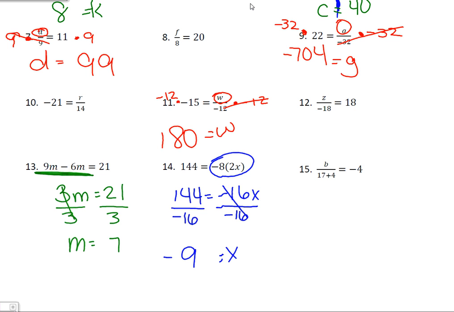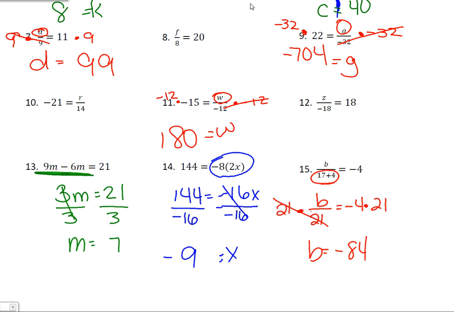Okay, last one here before we do our checkpoints. Here I have 17 plus 4 on the bottom. I can put those together first. So I have b over 17 plus 4, which is 21. Again, I combine those first, and then I solve. What they did to b was they divided by 21. So I'm going to multiply both sides by 21, and my 21s will cancel. That leaves me with b equals negative 4 times 21, which is negative 84.